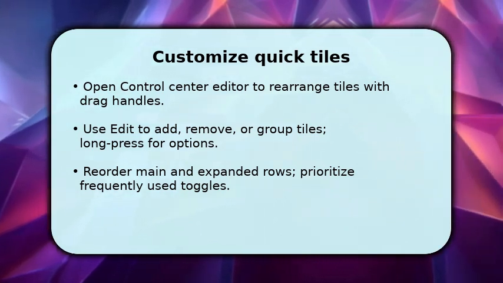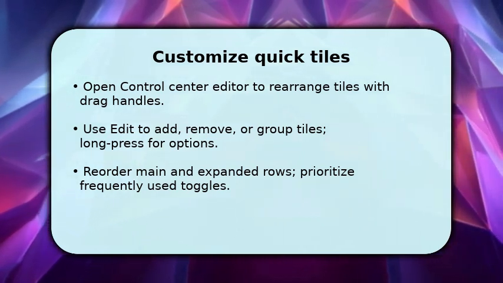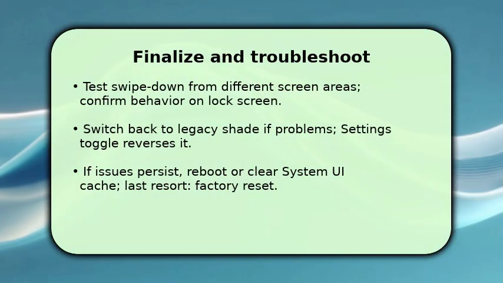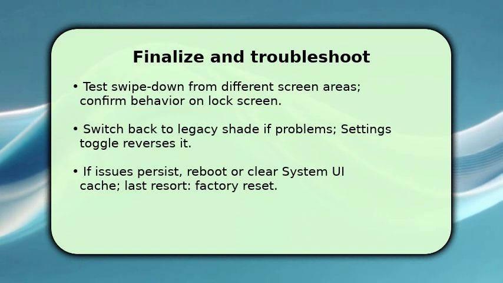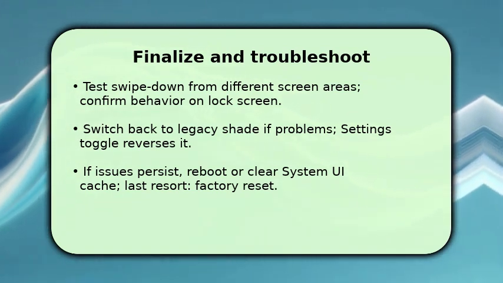Make sure to test the swipe down gesture after each change so you understand how the new layout behaves versus the old notification shade. Finish by testing the new Control Center. Swipe from the top right for quick tiles and the top left for notifications, and check lock screen access.